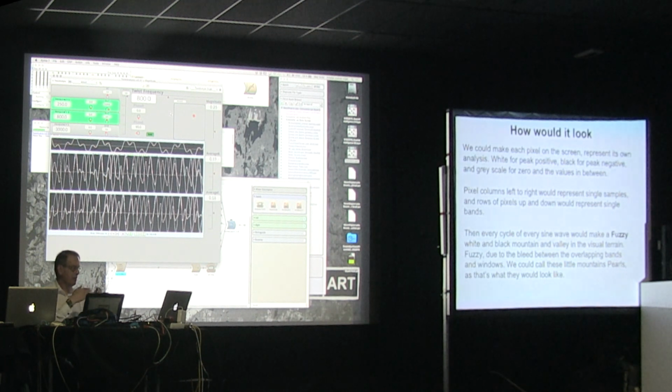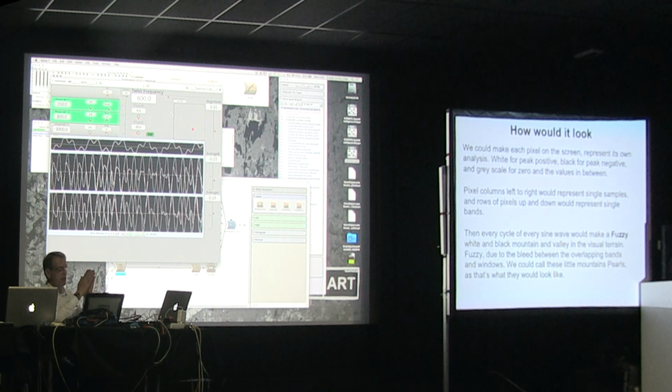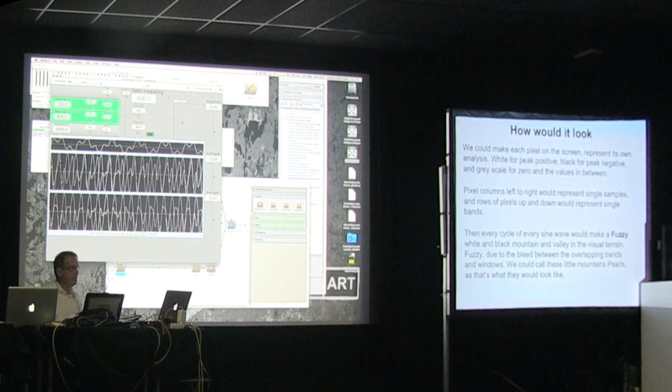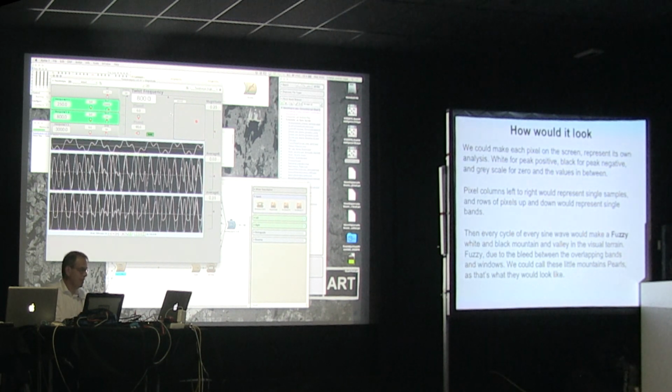We'll have the real and the imaginary. Each pixel on the screen will be a sample, but each sample is going to have a complete Fourier analysis for that one sample. And we're going to have too many frequencies. We're just going to fill it up with so many frequencies, it's just unheard of. But then right next to it, the next pixel along is going to be the next sample. We're going to do the same thing.